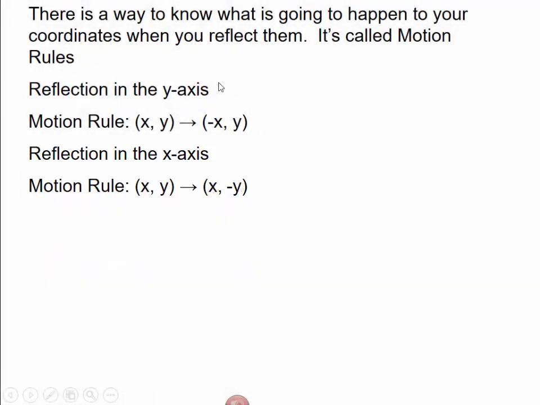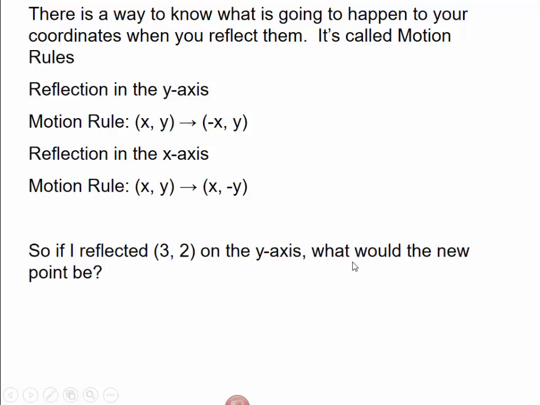This is really important, and you need to understand these rules. So you really need to make sure you write those down. Let's do an example of what I'm talking about. If I reflected (3, 2) on the y-axis, what would the new point be? Well, I'm doing the y-axis, so that means I take the opposite of the x, which would make it negative 3, and the y stays the same. So my new point would be (negative 3, 2).